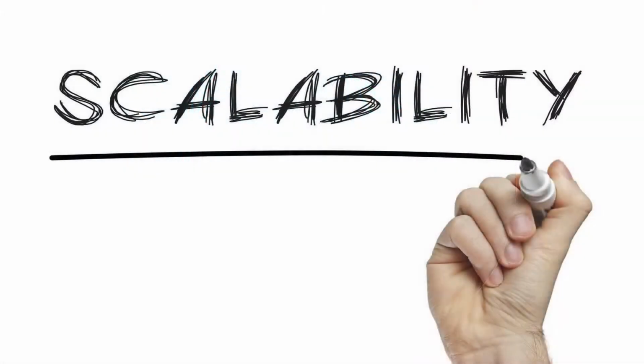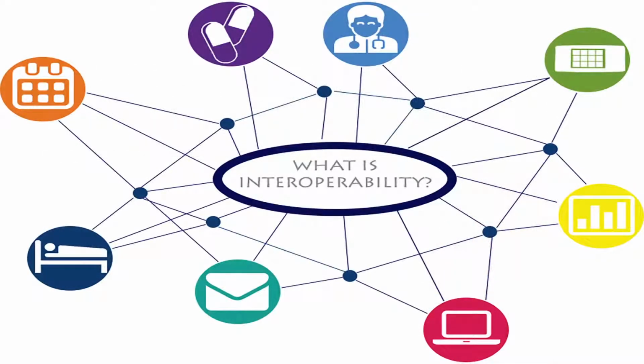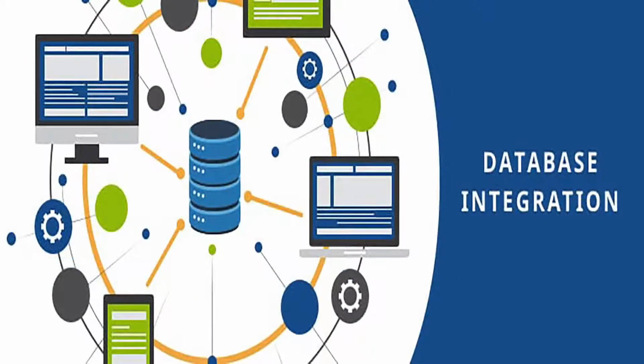Scalability. The system should have the potential for development by timely changes in the underlying infrastructure. Interoperability. The system should be operable by multiple service providers. Database integration. All the data related to a customer's electronic payment are integrated in a single space.